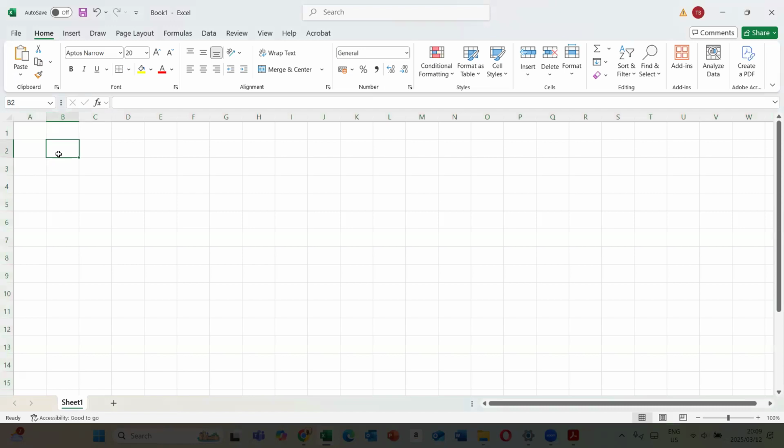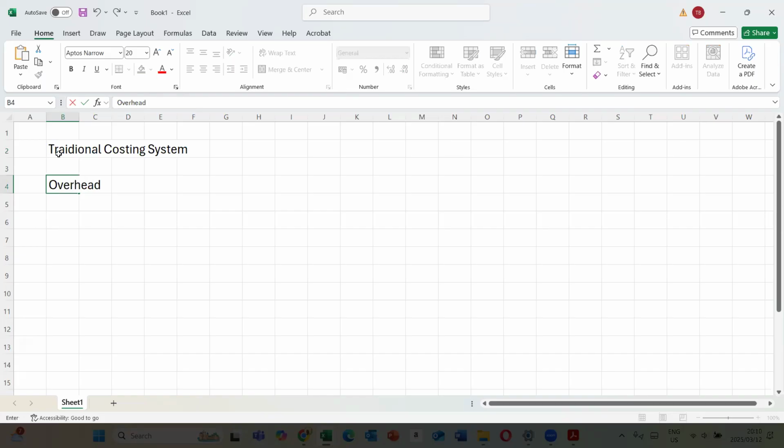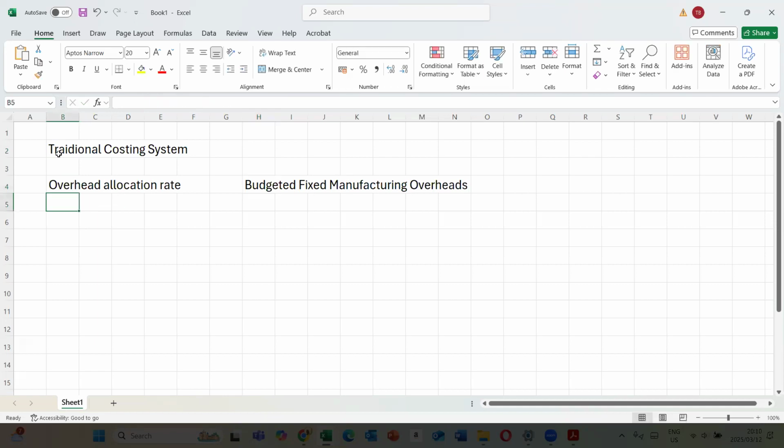Now, under the traditional costing system, costs were allocated under one umbrella. We used to calculate what we can call the overhead allocation rate, whereby we take budgeted fixed manufacturing overheads divided by budgeted production capacity. That's what we did under absorption costing. So this is what we have as our overhead allocation rate.